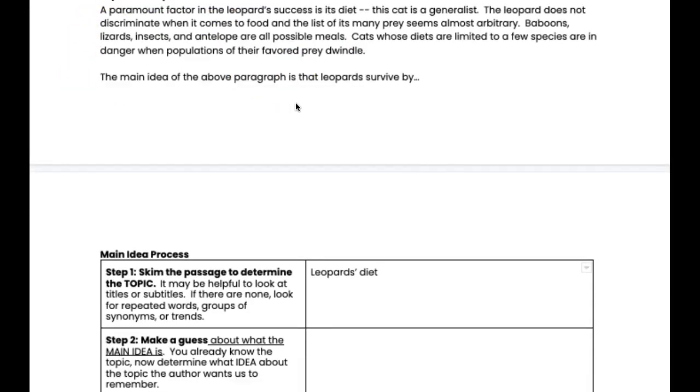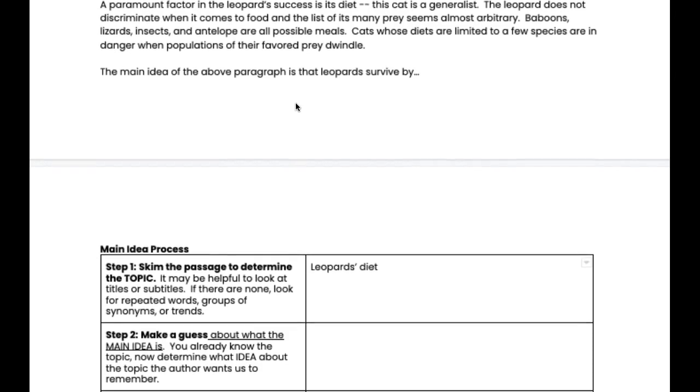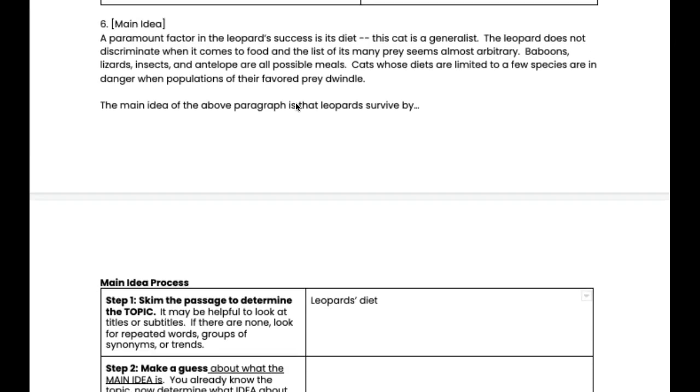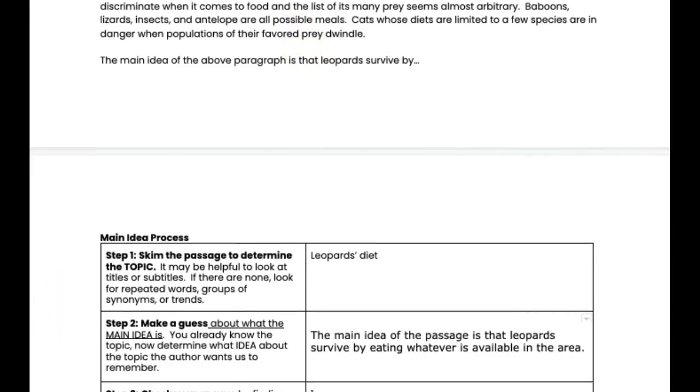Now, step 2 is where you actually take a guess at the main idea. So you have to ask yourself, what about the leopard's diet is this passage discussing? Reread the passage again if you need to, and then ask yourself, what about the leopard's diet is this passage saying? All right, so for our main idea, we're going to put down that the main idea of the passage is that leopards survive by eating whatever is available in the area.